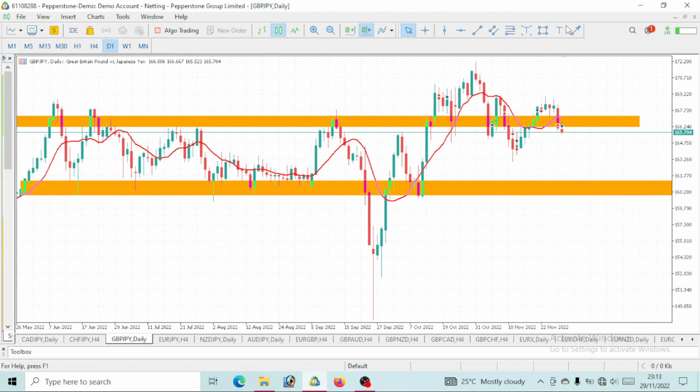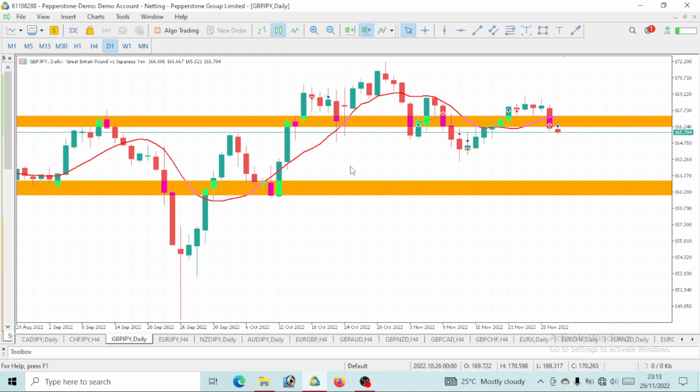So GBPJPY, guys, you consider this as a drop. Here we'll take a look at it as a correction, a new lows, which is a drop, a correction here, and guess what we are making now? A new lows. So that is it, a bearish move.